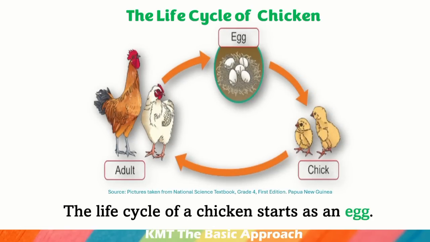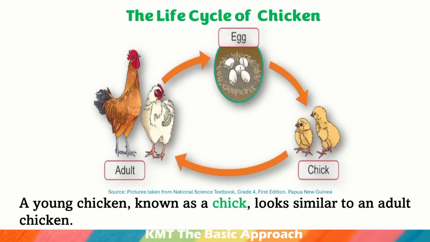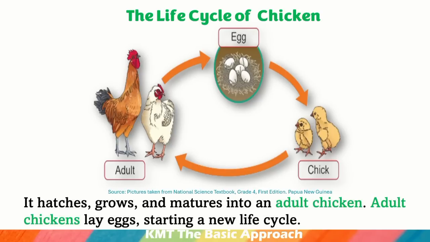The life cycle of a chicken starts as an egg. It hatches, grows, and matures into an adult chicken. Adult chickens lay eggs, starting a new life cycle.